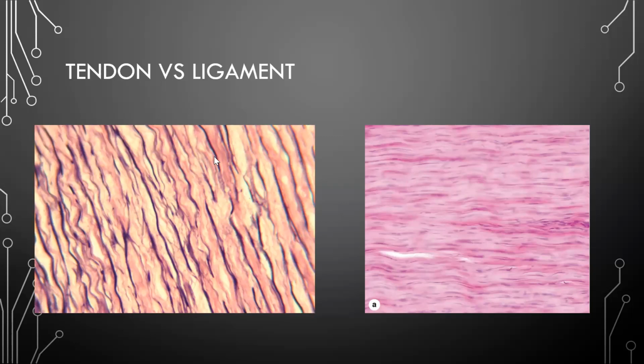Yeah, the one on the left is the ligament. And you see the elastin fibers, so the dark purple, gray. Sorry, I mixed these up, I put tendon versus ligament, but the one on the left is the ligament, the one on the right is the tendon. And on the ligament, you see the elastin fibers.